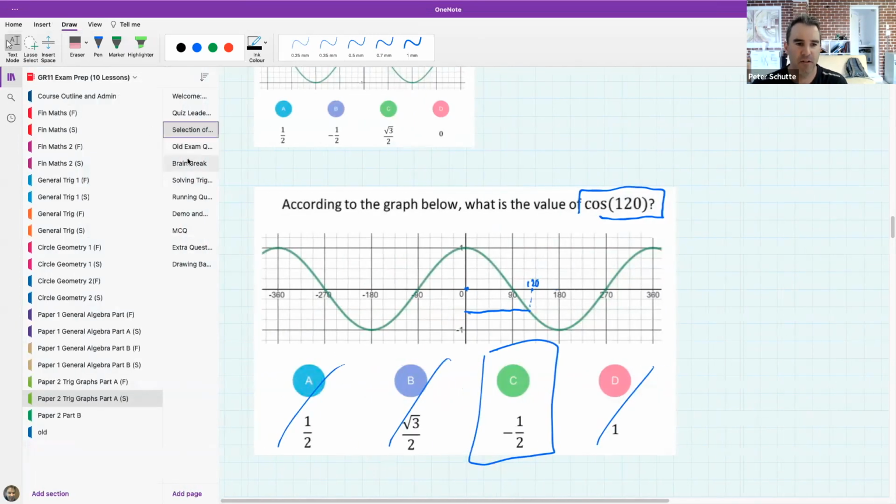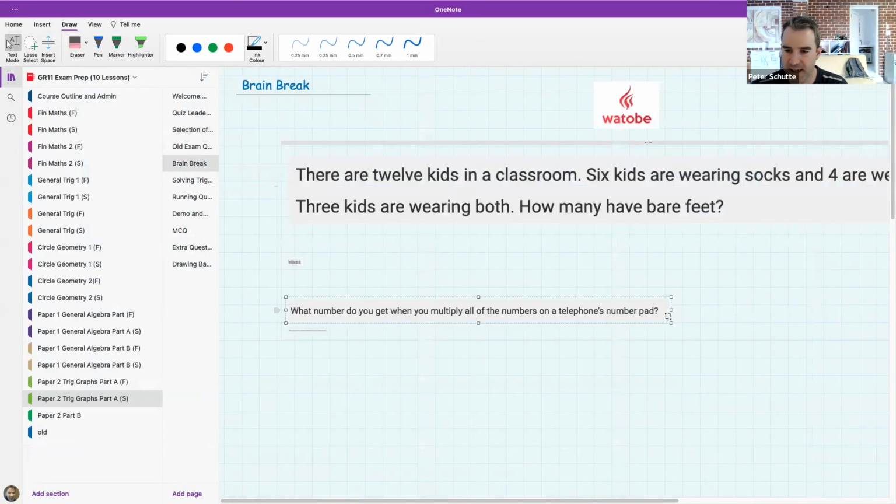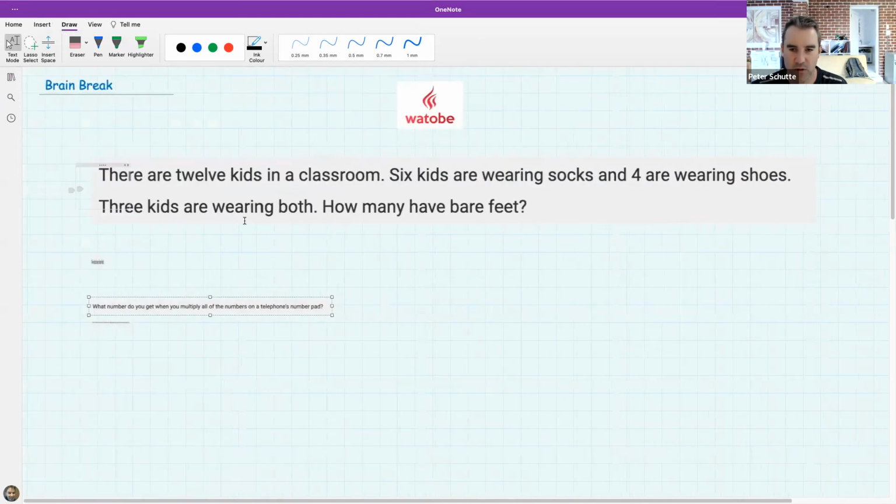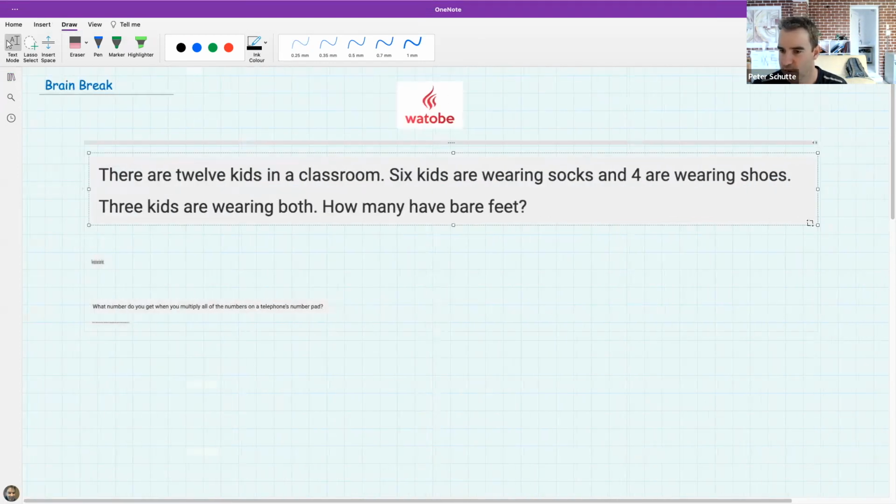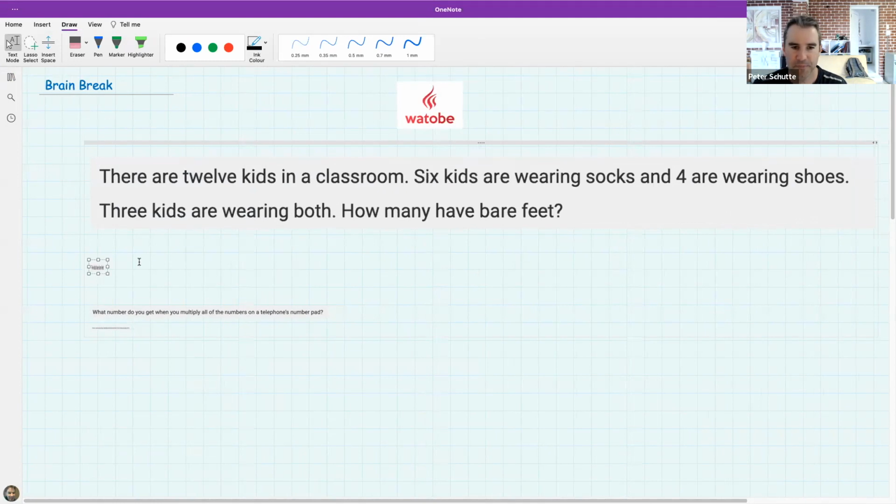Okay. I have a brain break for you guys that will get your brains, well, hopefully not breaking, but okay, over to you. There are 12 kids in a classroom. 6 are wearing socks and 4 are wearing shoes. The 3 kids are wearing both. How many have bare feet?